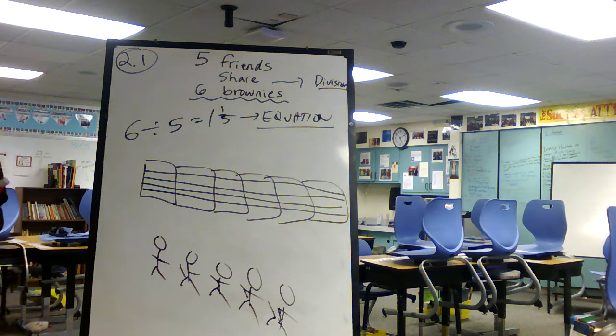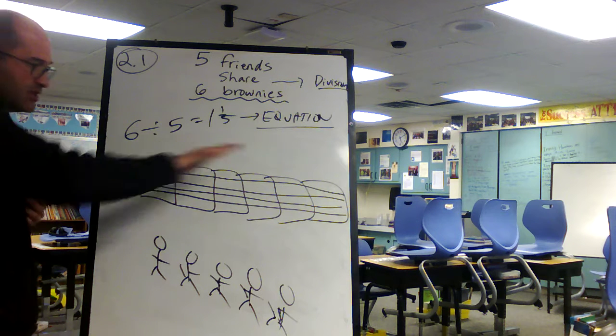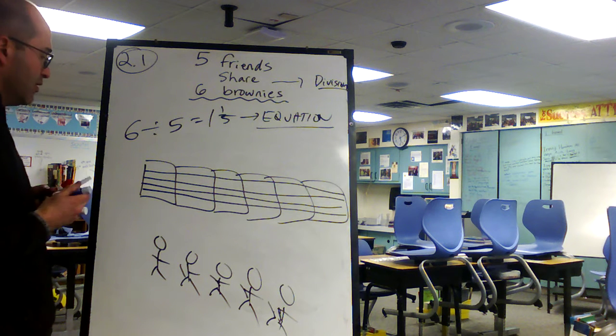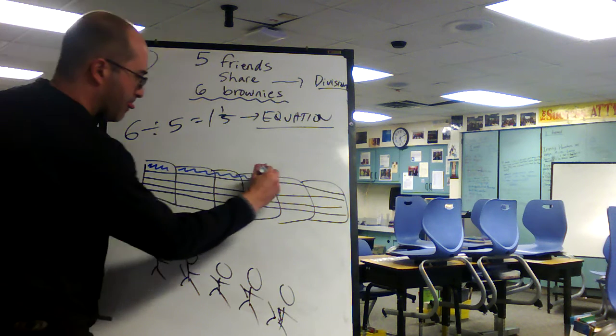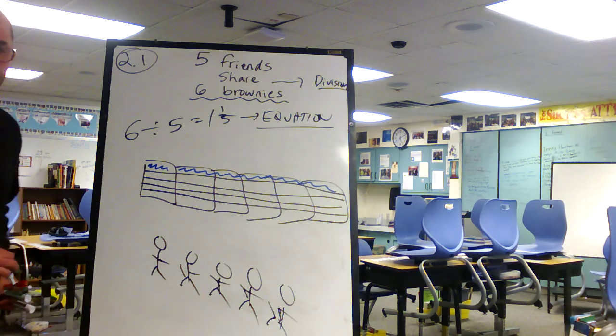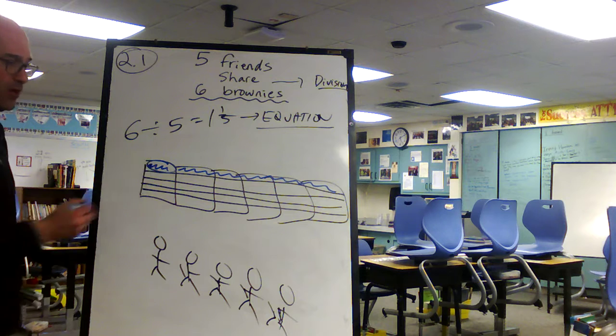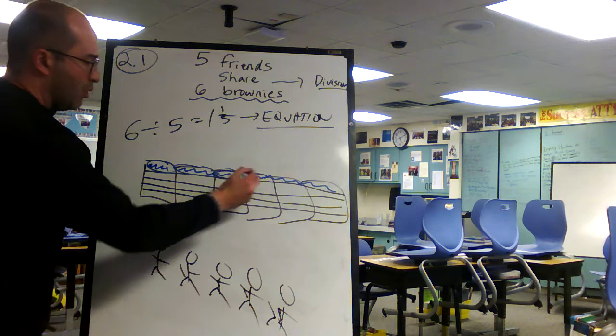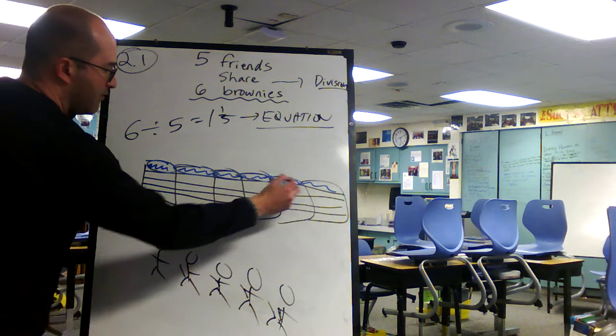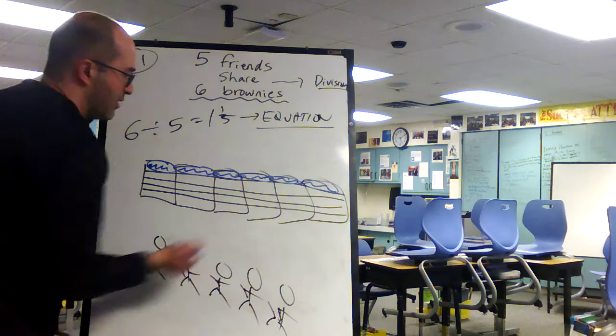That's 6 brownies shared amongst 5 friends. Dividing 6 brownies divided by 5. This guy right here gets that amount of brownie. 1/5 from this brownie, 1/5 from that brownie, 1/5 from that brownie, 1/5 from that brownie, 1/5 from that brownie, and 1/5 from that brownie.